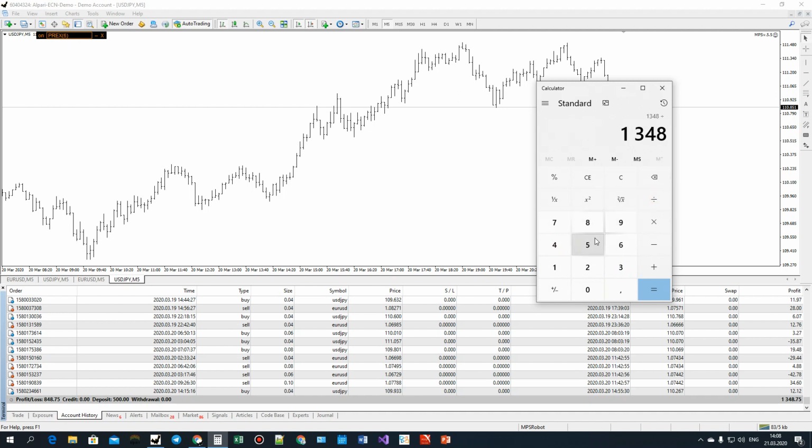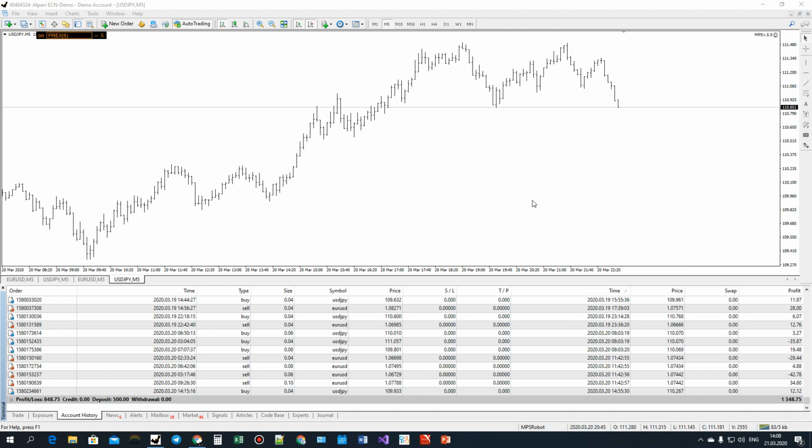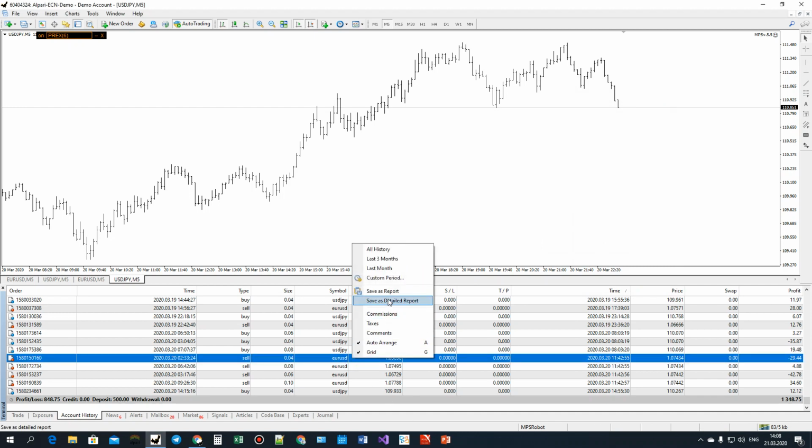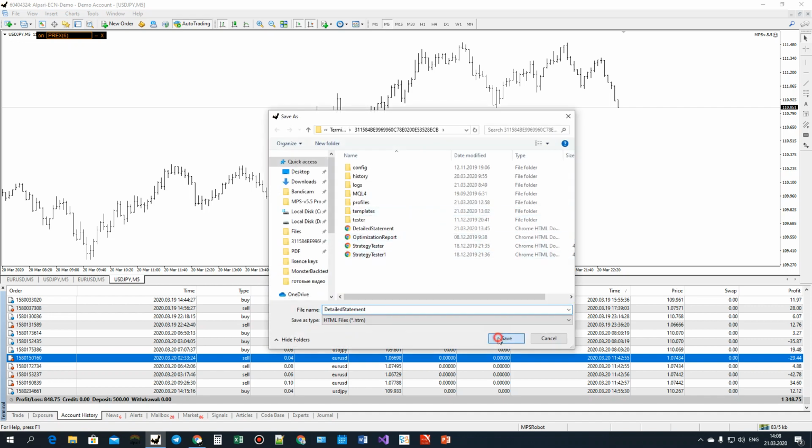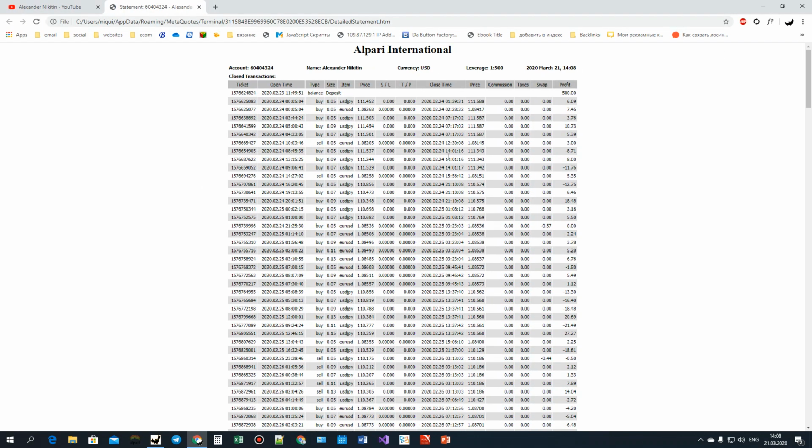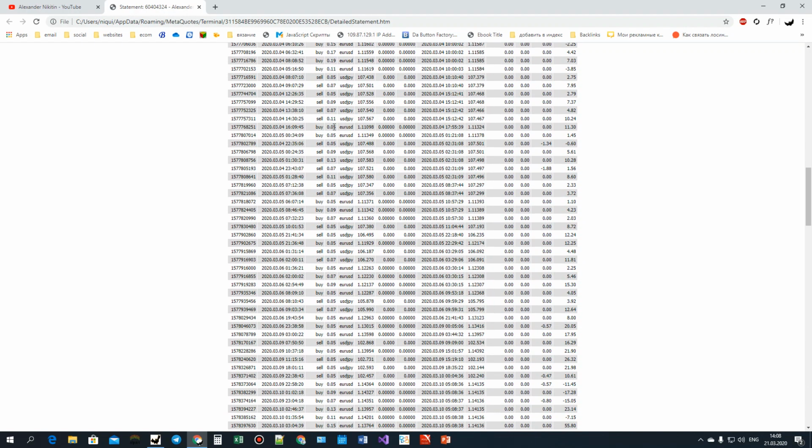So if we calculate that, 1,348 divided by the initial deposit of 500 and multiplied by 100, then we will have 269%. Almost tripled, but no, 2.5 times multiplied. Not 3 times, but 2.5 times. Let me save that as a detailed report. Okay, replace the statement. Here it is. And you can see the amounts of these: 0.5, 0.5, 0.5, 0.7, 0.9, then 0.5, 0.5, 0.7, 0.9. So you can see how it was incrementing.